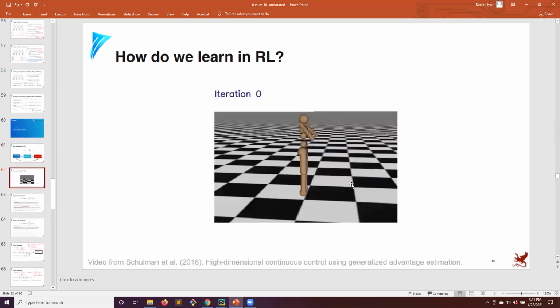Okay, this is just an example that RL is useful and can be transferred to the real world, because this is an agent that is following policy iteration to learn how to walk correctly.